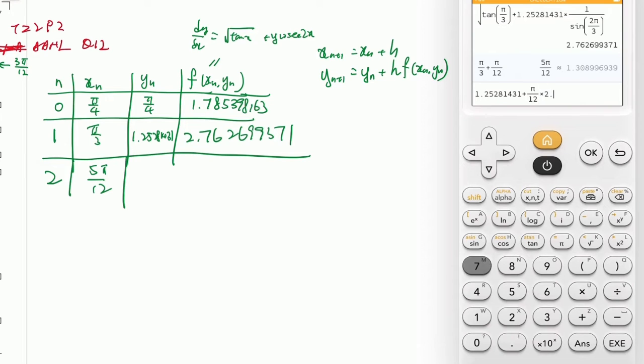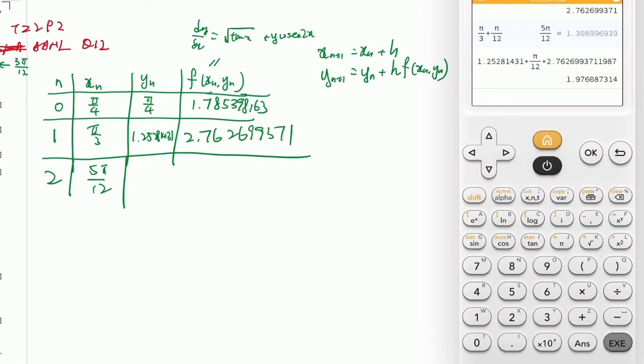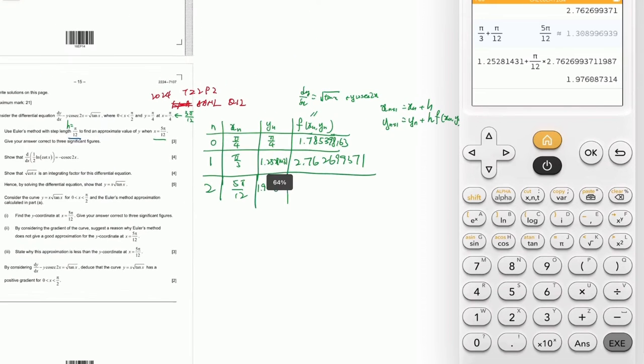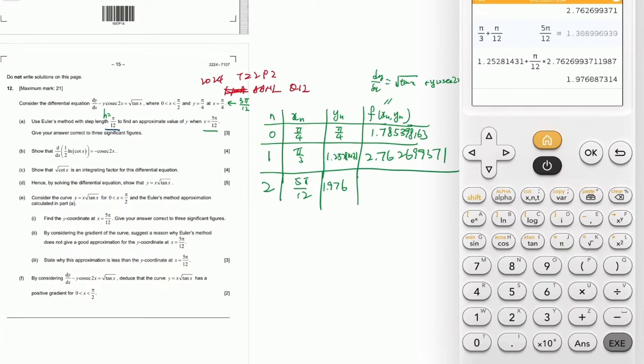Times f. I don't really need to type by myself, do I? It's 1.976. How many significant figures? 3 significant figures, 1.98. I hope I'm right. Okay, I'll check the marking scheme. It's right.